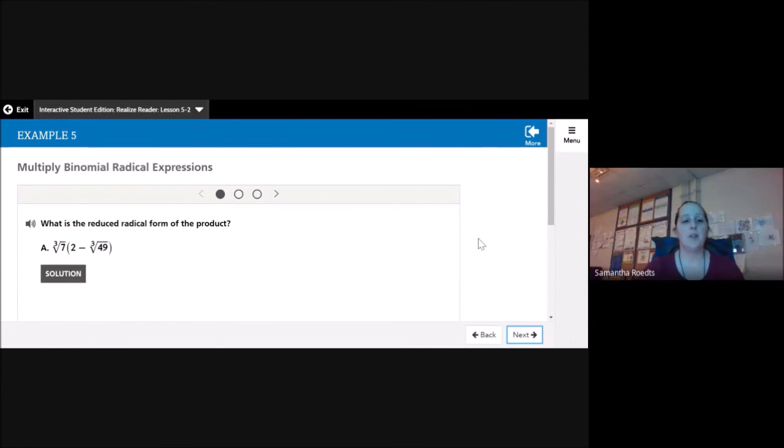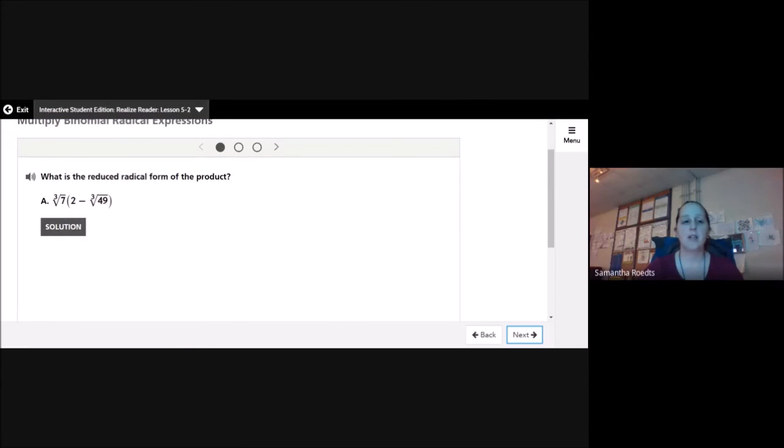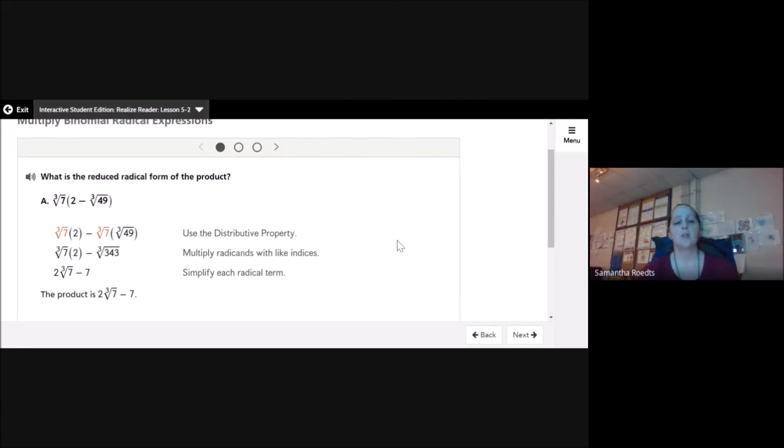All right, example 5, multiply binomial radical expressions. What is the reduced radical form of the product? The cube root of 7 times 2 minus the cube root of 49. So the cube root of 7 times 2 minus the cube root of 7 times the cube root of 49.